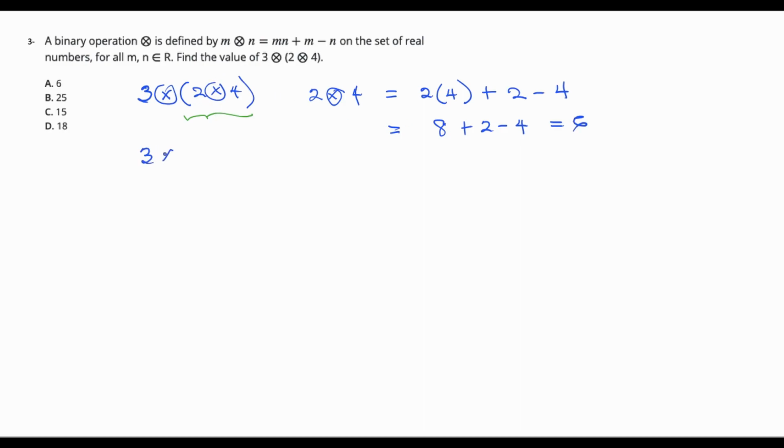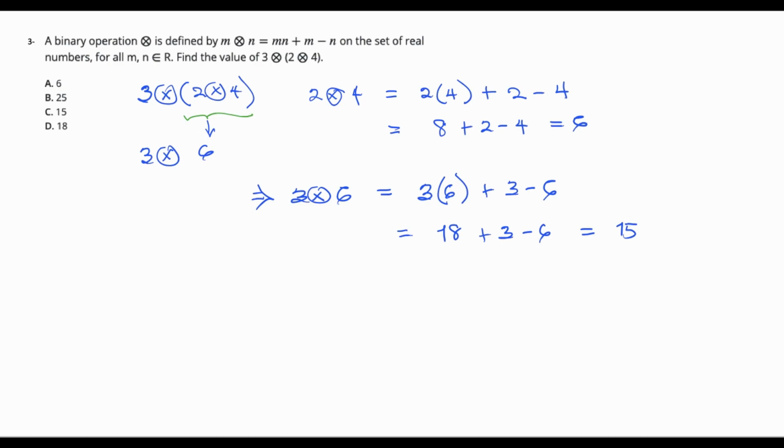So our new expression will be 3 operation 6. So now if we solve for this, 3 operation 6 is 3 multiplied by 6 plus 3 minus 6. And this equals 18. 3 times 6 is 18, plus 3 minus 6. So 18 plus 3 is 21, and 21 minus 6 is equal to 15. So the answer to this question is option C.